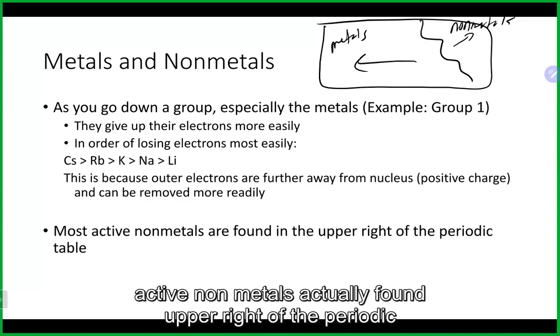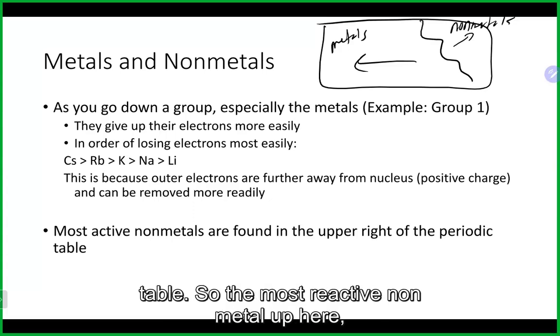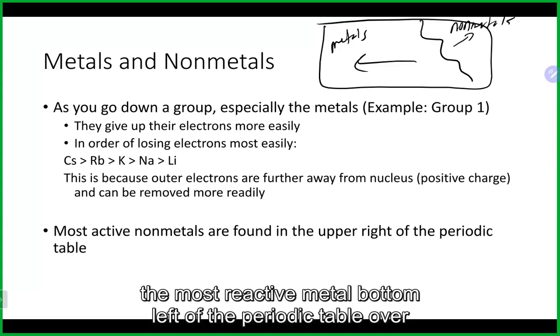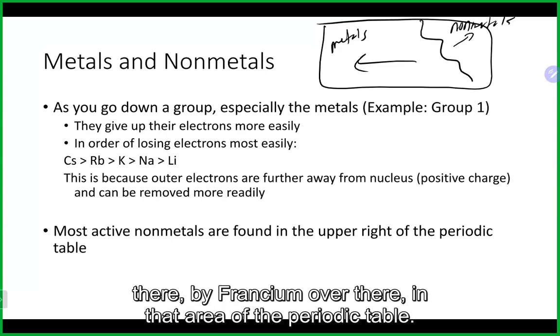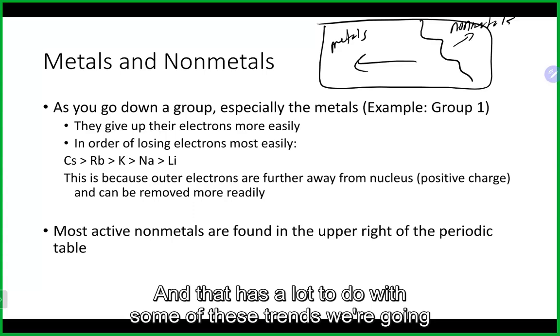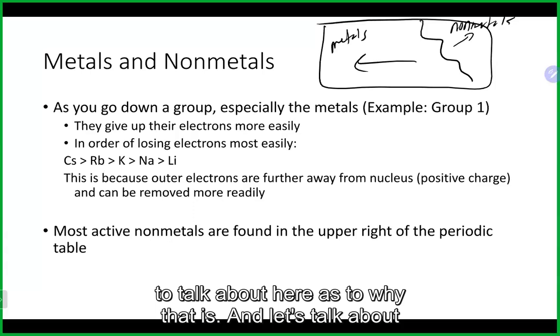The most active nonmetal is actually found upper right of the periodic table. So the most reactive nonmetal is up here, and the most reactive metal is bottom left of the periodic table, over by francium. And that has a lot to do with some of these trends we're going to talk about here as to why that is. Let's talk about those trends so we maybe can understand it.